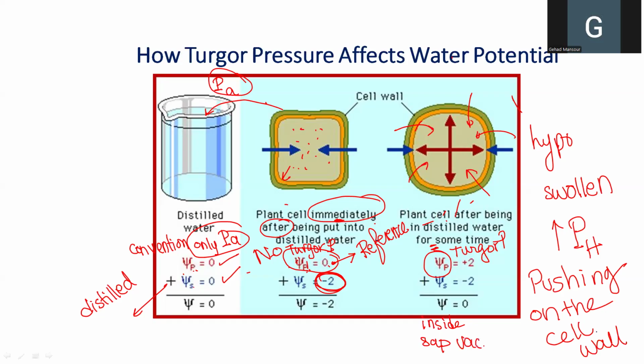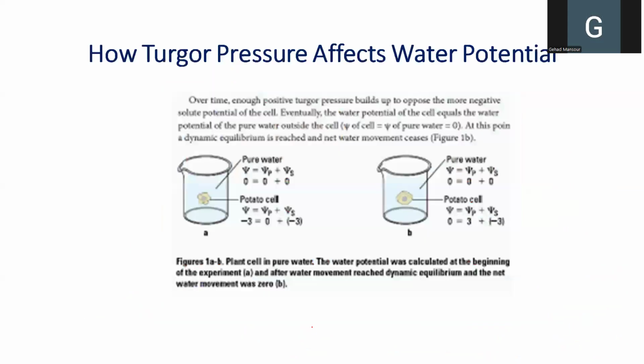If the water potential inside the sap vacuole becomes 0, and the plant cell is surrounded by distilled water, which also has a water potential of 0, then they would be equal, and flow of water to the inside of the plant cell will diminish. So over time, there will be enough positive turgor pressure. Whenever we say psi p in an equation on a plant cell, we mean turgor pressure.